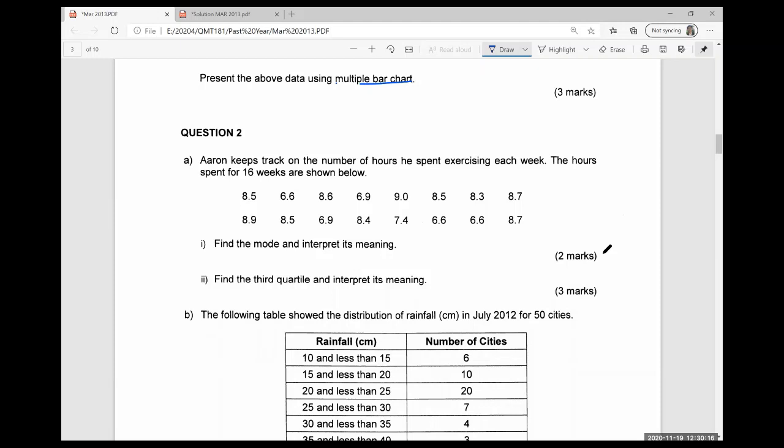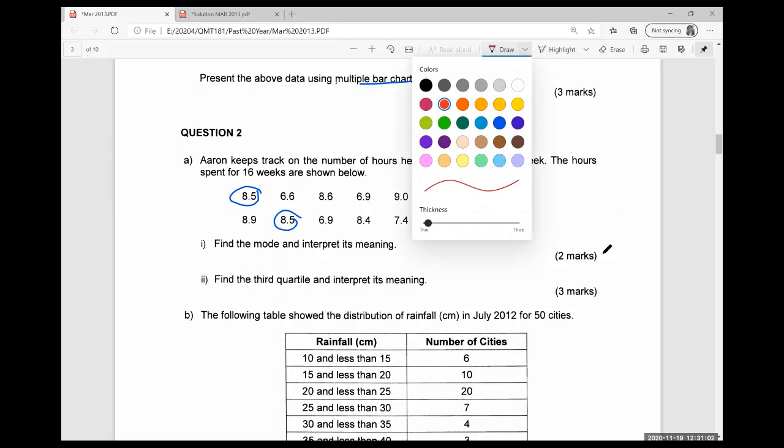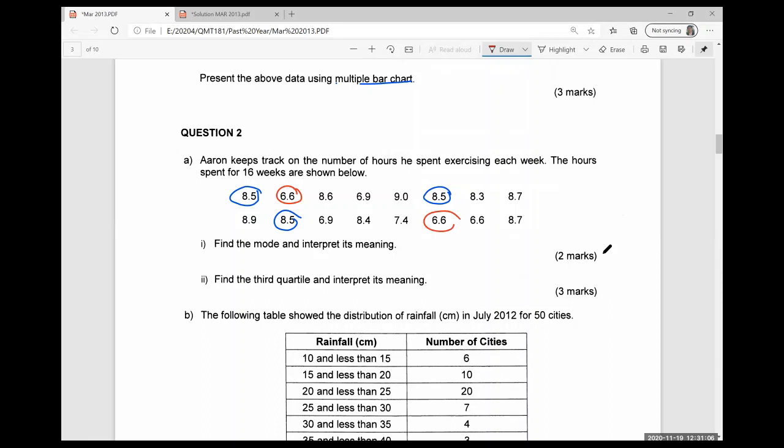You can see that 8.5 occurs 3 times. 6.5 occurs 3 times. 8.7 occurs twice. 6.6 also occurs 3 times, so 6.6 here, 6.6 here, and 6.6 here. 6.9 occurred twice, and all the others occur either twice or once. So you can see 8.5, 8.5, 8.5, and then the other one you have 6.6, 6.6, 6.6. Okay, any other values that occur most of the time?